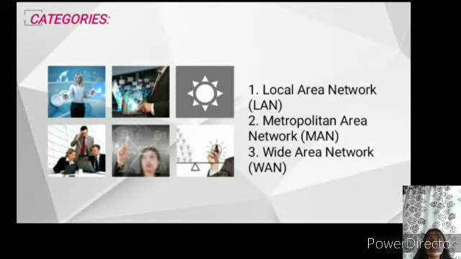Then third is wide area network, or WAN. It is a group of computers that are connected in a large area such as a continent, country, etc. A WAN is generally used for connecting two or more LANs through some medium such as leased lines, telephone lines, microwaves, etc. In a WAN, data is transferred at a slower rate.